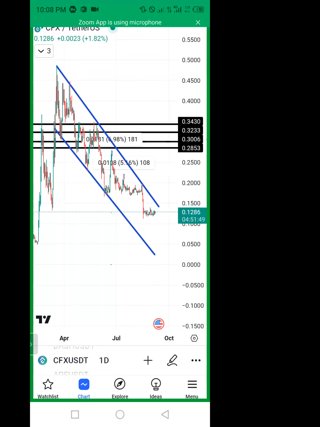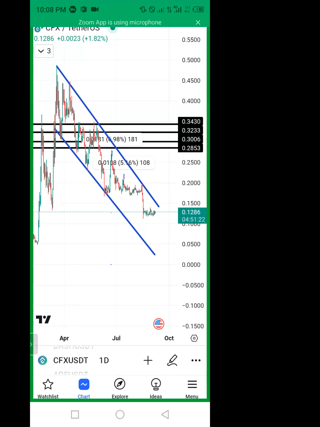Now for CHF, is it CHF? It is CFX, not CHF. CFX and CHF is what? It is a currency, CHF. Yeah, it is a fiat currency.